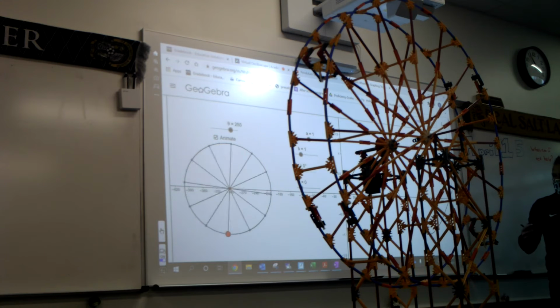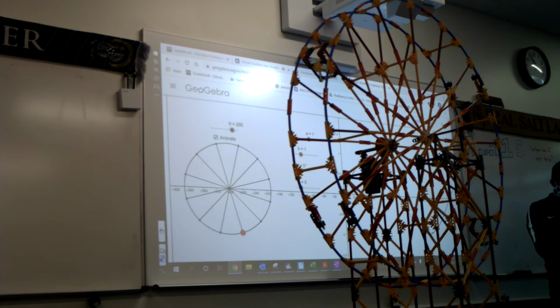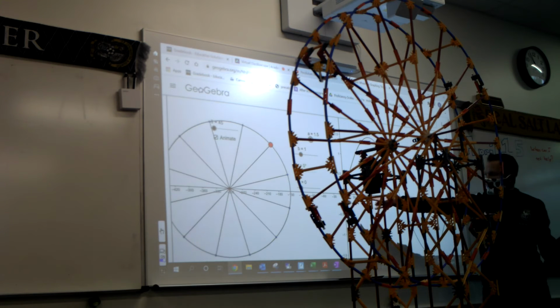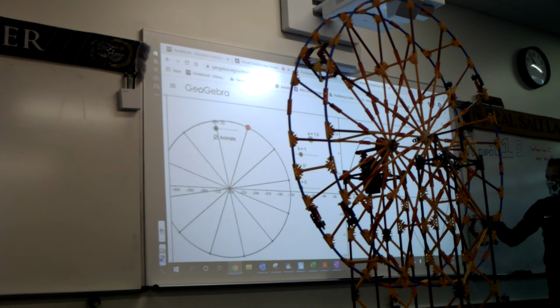But what we're going to do is talk about how we're going to adjust this. For example, if we make the amplitude bigger, it's a bigger Ferris wheel, what does that do to our sine wave? It's bigger. Makes it higher and lower like that.